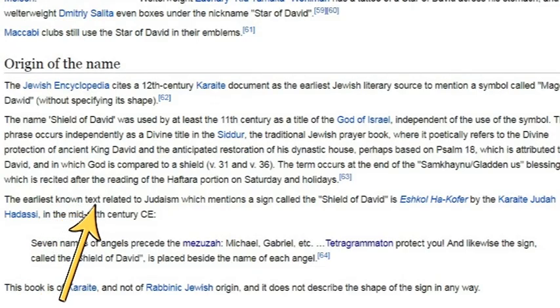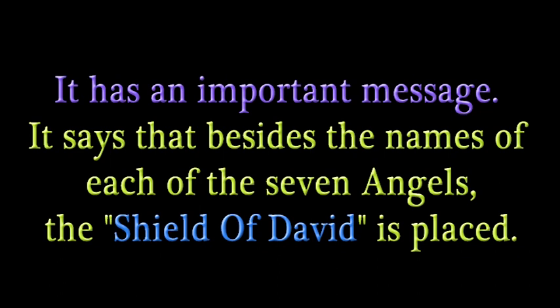One of the earliest known texts related to Judaism, which mentions a sign called a Shield of David, is Eshkol HaKofer by Karaite Judah Hadassi in the mid-12th century CE. Seven names of angels precede the Mezuzah: Michael, Gabriel, etc., with the Tetragrammaton as protective. And likewise, the sign called the Shield of David is placed beside the name of each angel. It has an important message. It says that besides the name of each of the seven angels, the Shield of David is placed.